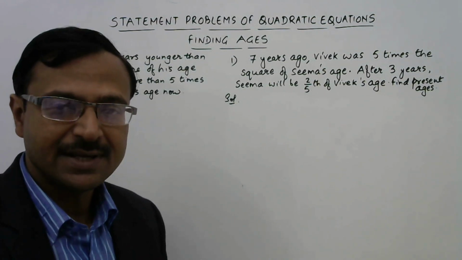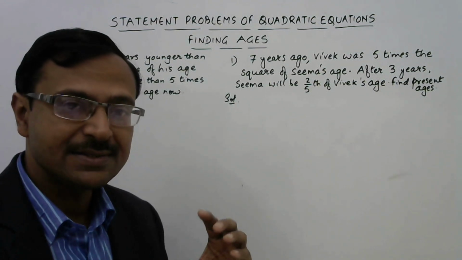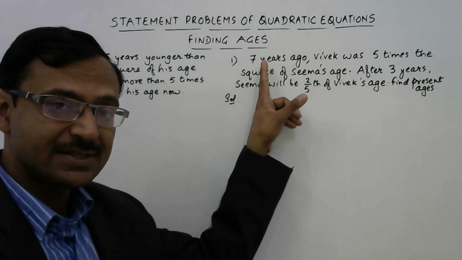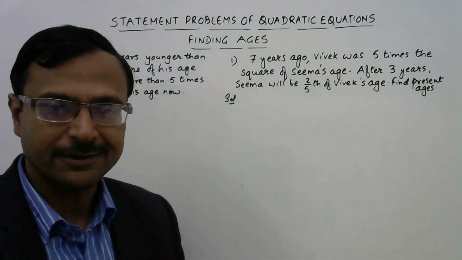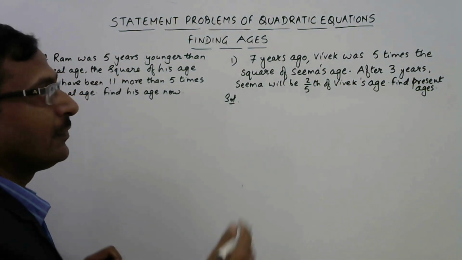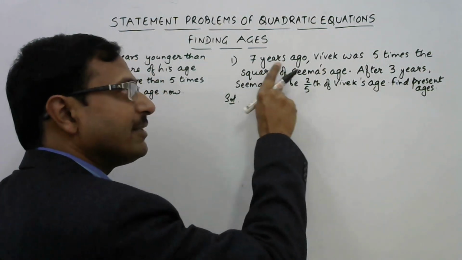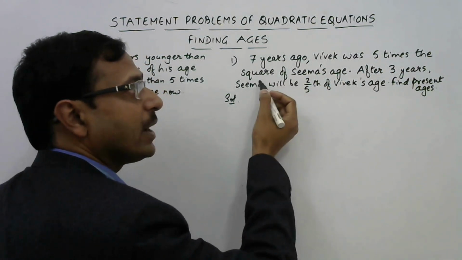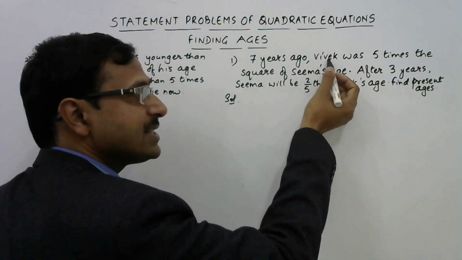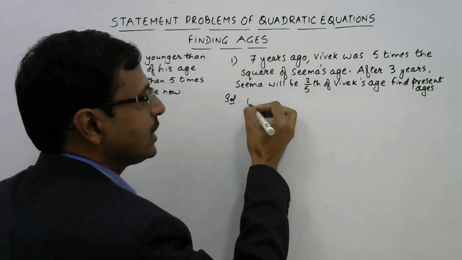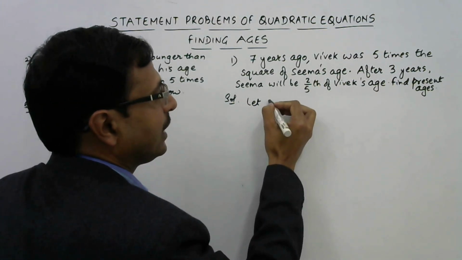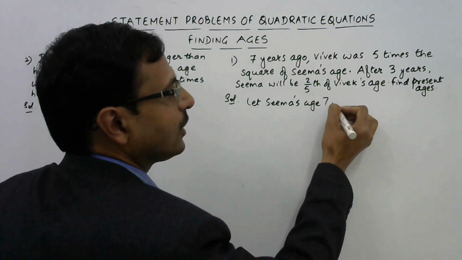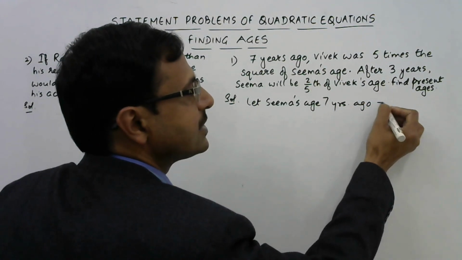The thing to note here is that we need to find the present ages, and the conditions which are given are not based on the present ages. The conditions are given 7 years ago and 3 years later. So we need to assume the ages of Vivek and Seema 7 years ago. Now Vivek was 5 times the square of Seema's age. So we can find Vivek's age only when we know Seema's age. So let us assume that Seema's age 7 years ago was x years.